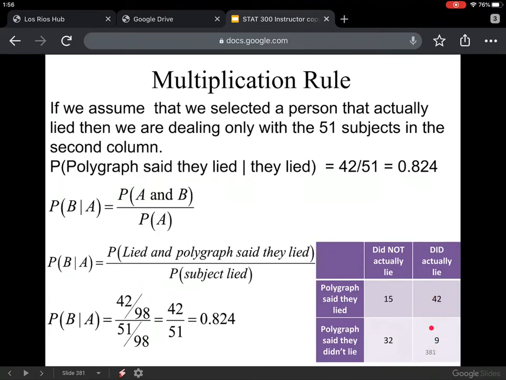So when we were reading through this, polygraph said that they lied. How many for which the polygraph said that they lied? 42 of the 51, right? 42 of the 51 for which the polygraph said that they lied.